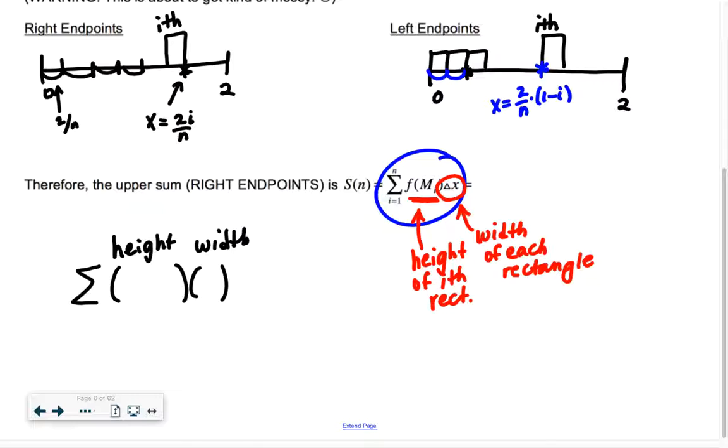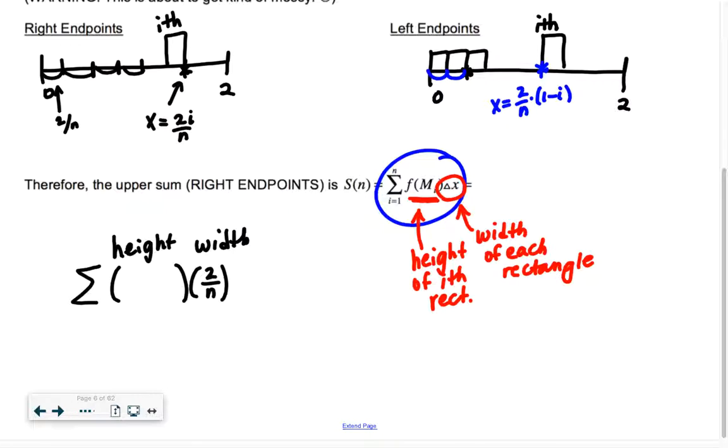Well, what's the width? 2 over n. Be careful. People that don't understand this process and eventually take a quiz on this, not totally understanding it, will put 2i over n. That's the biggest mistake I see calculus students doing. 2i over n is not the width of the interval, right? That's the x value for the right endpoint. Okay, that's not the width.